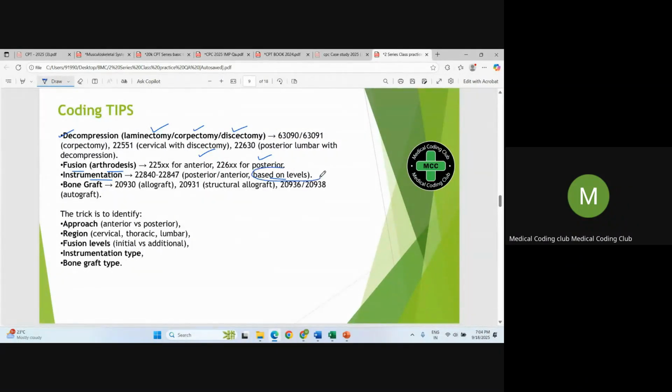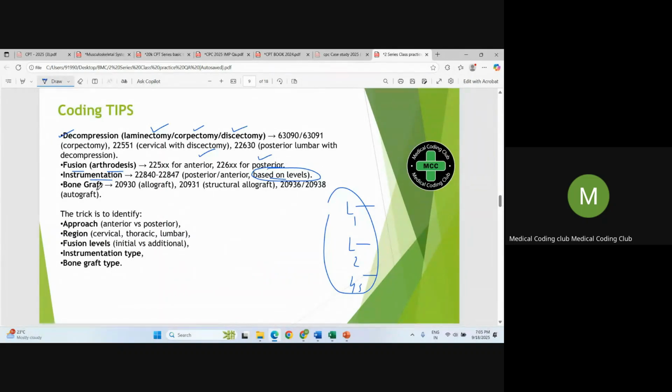And based on levels, that is how many vertebrae they are utilizing to do the instrumentation. You have seen in the codes 3 to 4 vertebrae, 3 to 8 vertebrae, those vertebra specifications. So if you get L1 to L2, L3, all the 3 levels, if they are inserting instrumentation, then you should understand they have utilized 3 vertebrae here. Based on the vertebral specification, you have to take your instrumentation code.